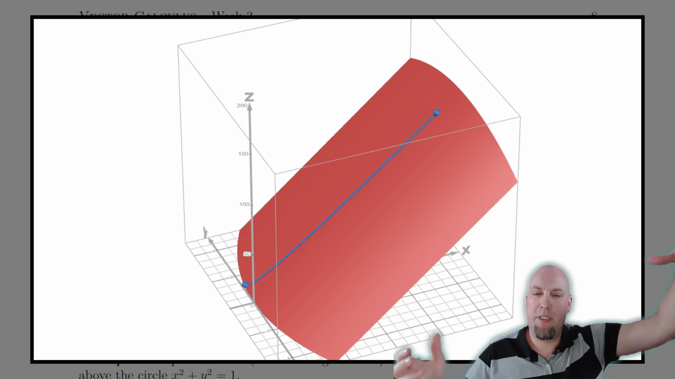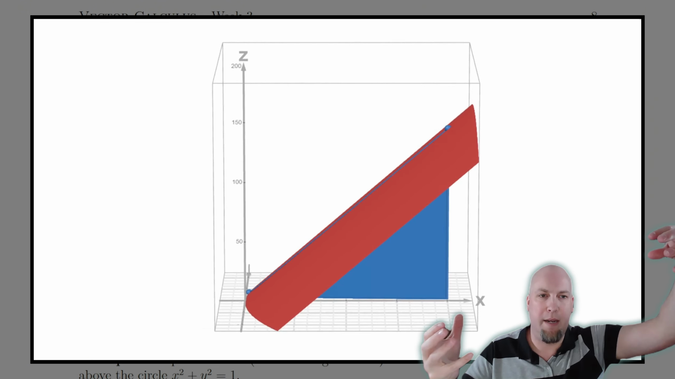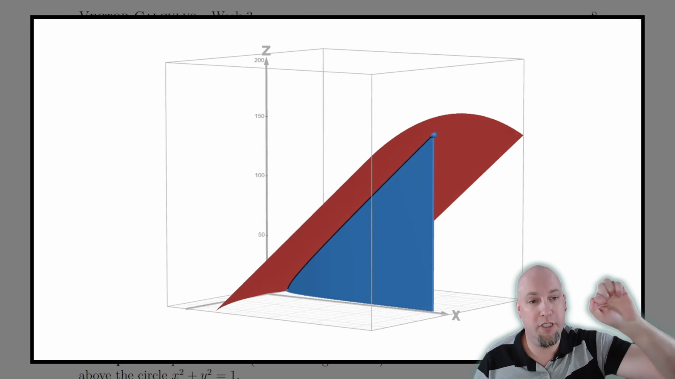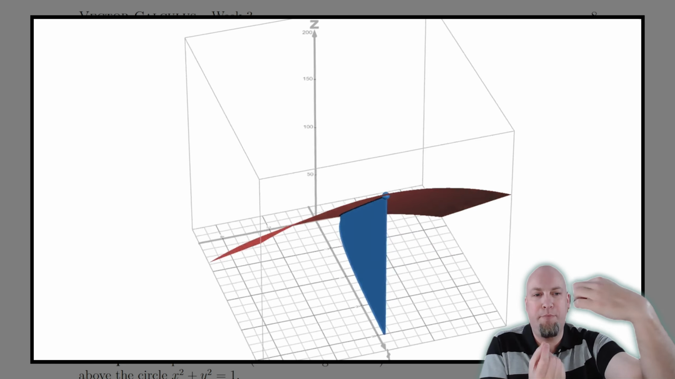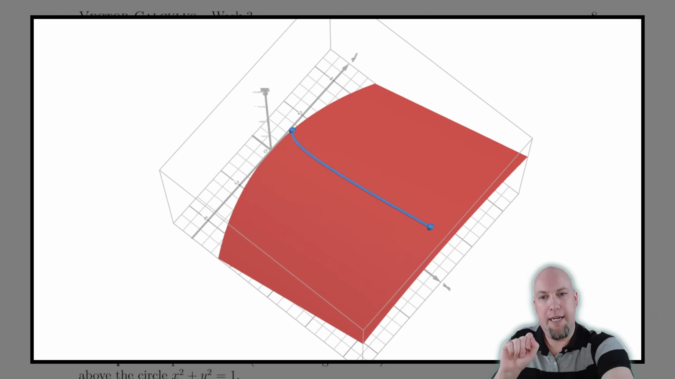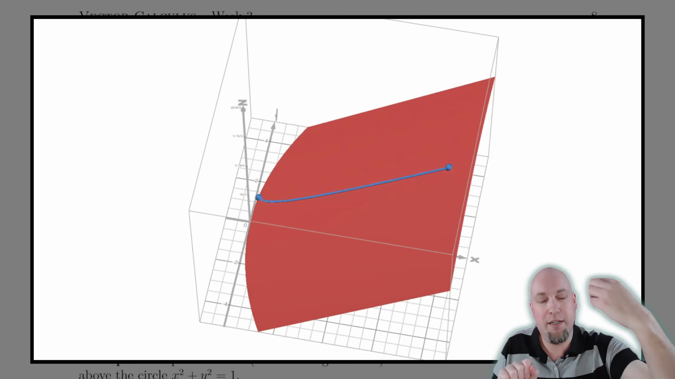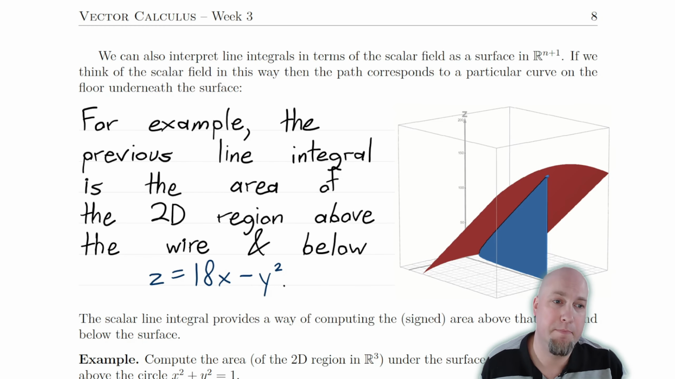Okay, and what I'm doing, like this previous integral that we just computed, this 575 grams, I could also think of that as the area of this blue region. This blue region, it's two-dimensional, and it's just like I took a sheet of paper and I bent it to the shape of the wire, and then I cut it off at the height 18x minus y squared. The area of that sheet of paper is also the scalar line integral that we computed.